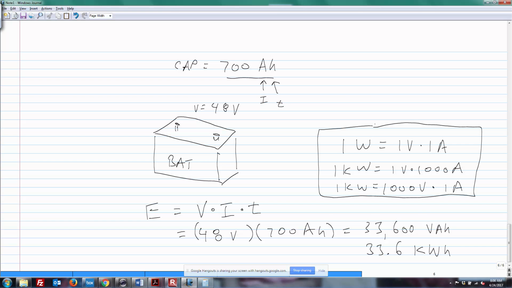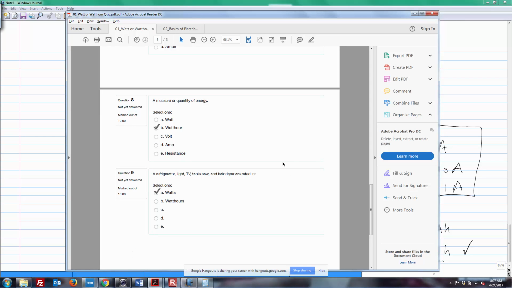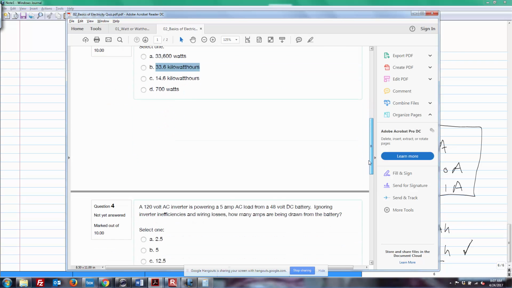So there's the energy capacity in one battery with a voltage of 48 volts and a capacity of 700 amp hours. So again, we go right back to our power equation. Energy equals power times time. We know that power is volts times current, times time gives us energy. Fantastic. Okay, moving right along.